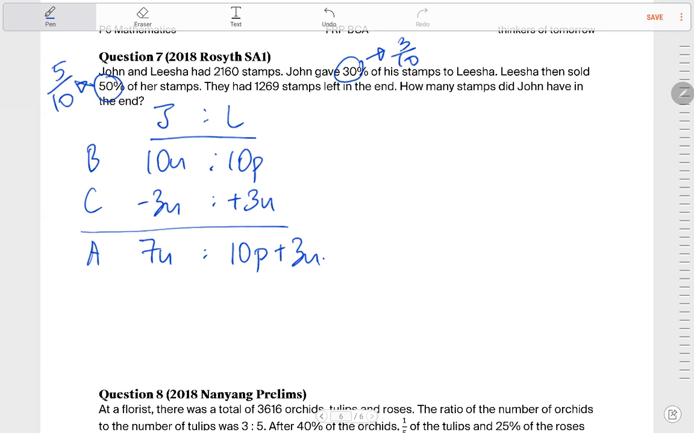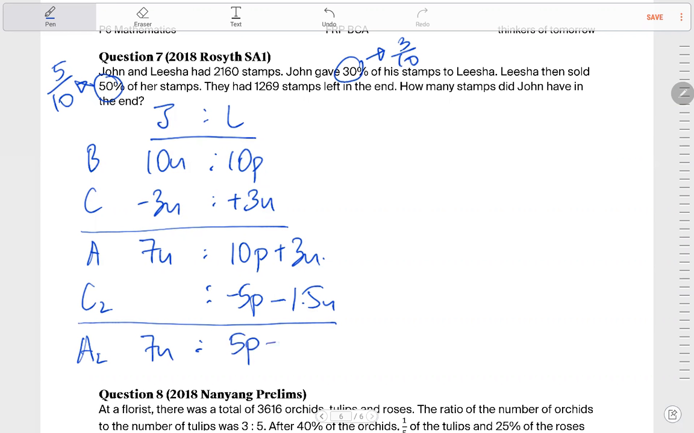Then the next thing was Lisha then sold 50% of her stamps, which is 5/10 of the stamps, half of the stamps. So the second change, no change to John, but on Lisha's side, it should be minus 5P minus 1.5U, because that's 50%, half. Which means that you're going to arrive at, for John, since there was no change, it remains at 7U. For Lisha, now this becomes 5P plus 1.5U.